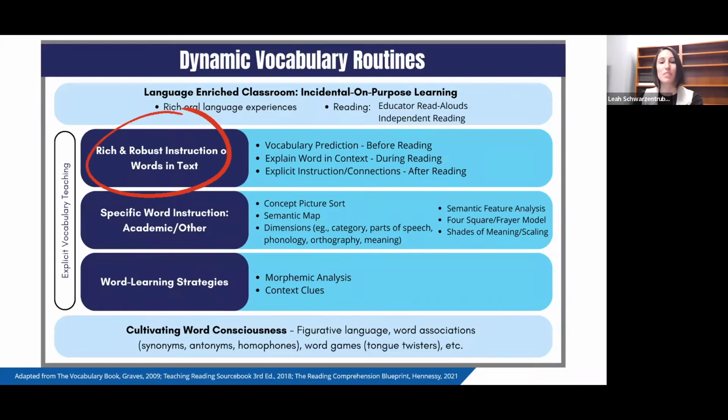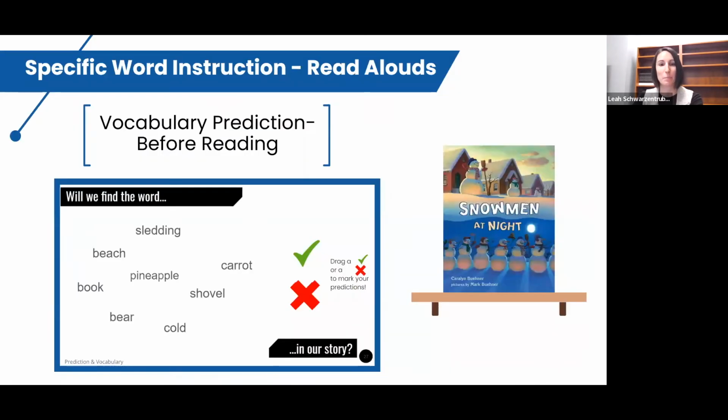Thanks, Jen. Now we're going to provide a quick overview of the 3 explicit vocabulary teaching routines, starting with instruction of words in text. We want to highlight 3 instructional routines that can be used before, during, and after reading a text. Each of these practices stem from the work of Beck and McKeown in Bringing Words to Life.